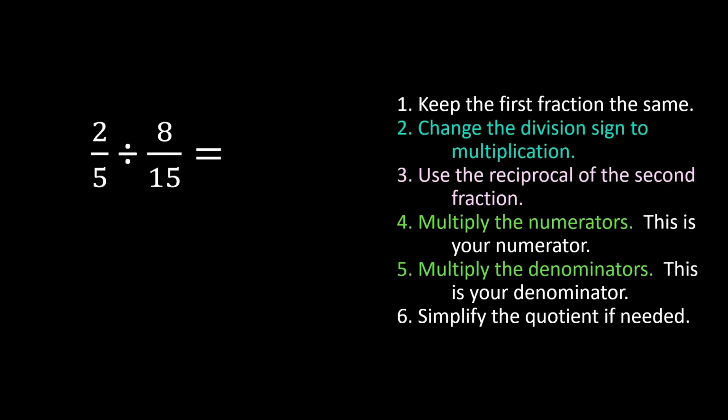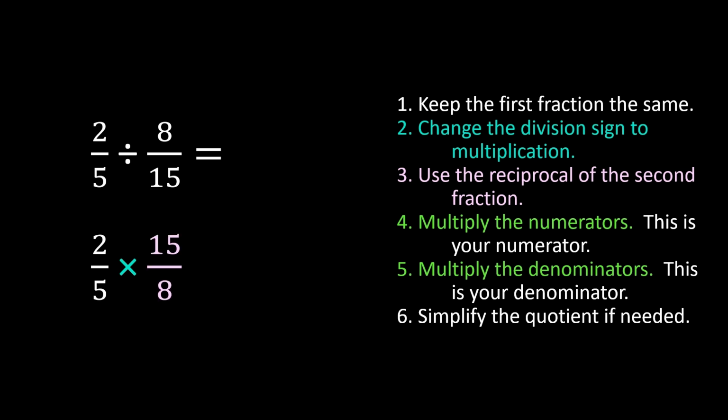In this example, we have 2/5 divided by 8/15. And my first step is to keep my first fraction exactly the same. So 2/5 is going to remain 2/5. Then I change my division sign to multiplication, and I'm going to multiply by the reciprocal of the second fraction. The reciprocal means that I switch my numerator and denominator. So instead of 8/15, the reciprocal is 15/8.